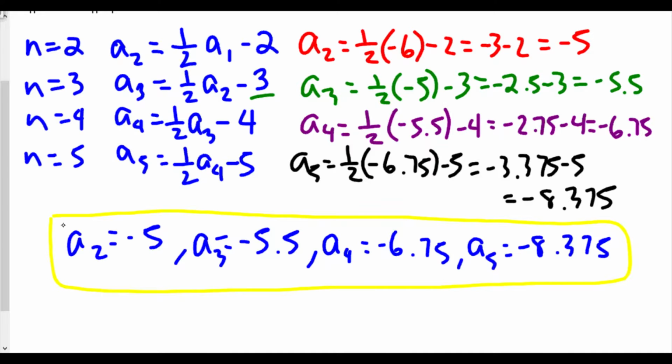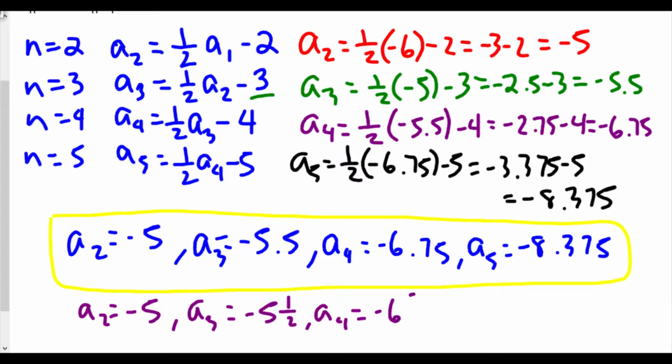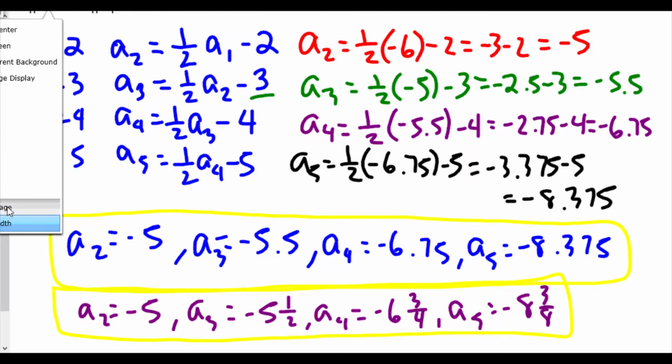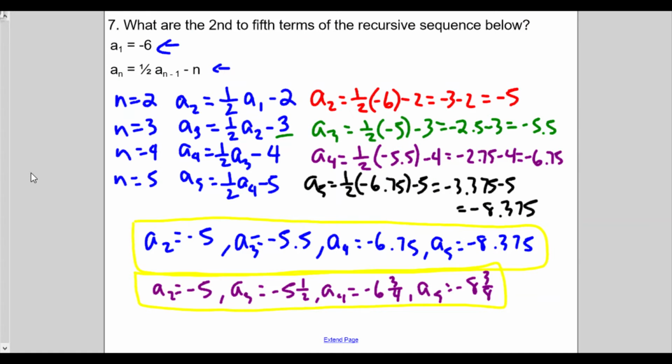Now, if you want to write fractions, that's totally okay. You could write underneath it a2 equals negative 5, a3 equals negative 5 1/2, a4 is equal to negative 6 3/4, and a5 is equal to negative 8 3/8. So that's okay too. If you wrote them as improper fractions, that's okay as well. But definitely go box your answer. So, okay, let's make this full page, and we'll see that this will be the second to fifth terms of this recursive sequence.